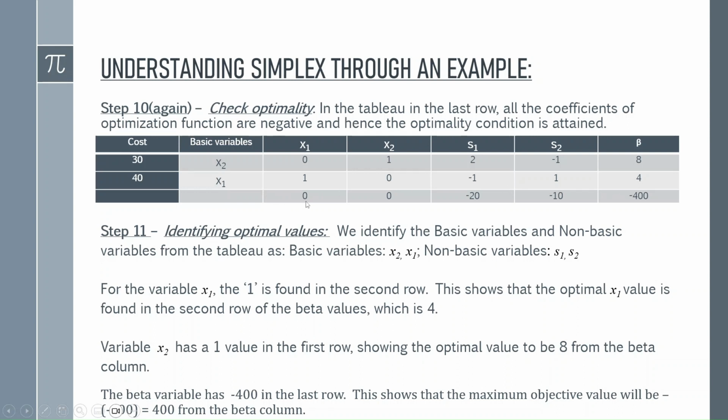After this, we move to the identification of optimal values. We identify the basic and non-basic variables from the table as basic variables x2 and x1, non-basic variables as well as x2. So the basic variables are the variables that have a single unit value in their corresponding column. So the column corresponding to the x1 variable has a single one in row 2, and the column corresponding to the x2 variable has a single one in row 1.